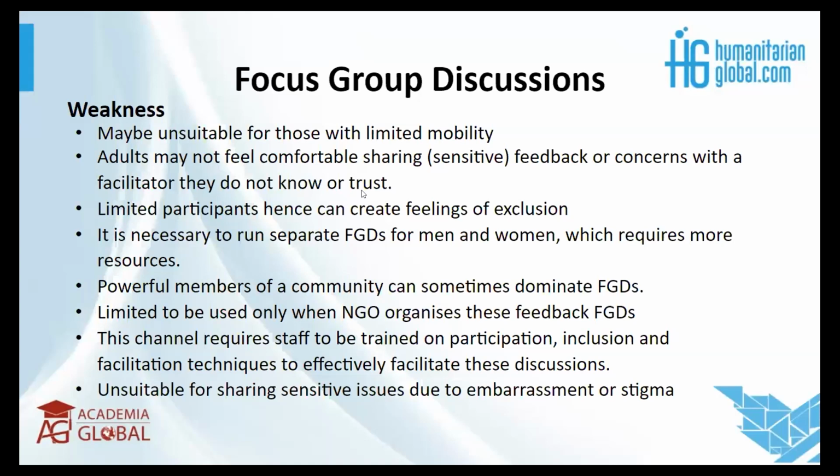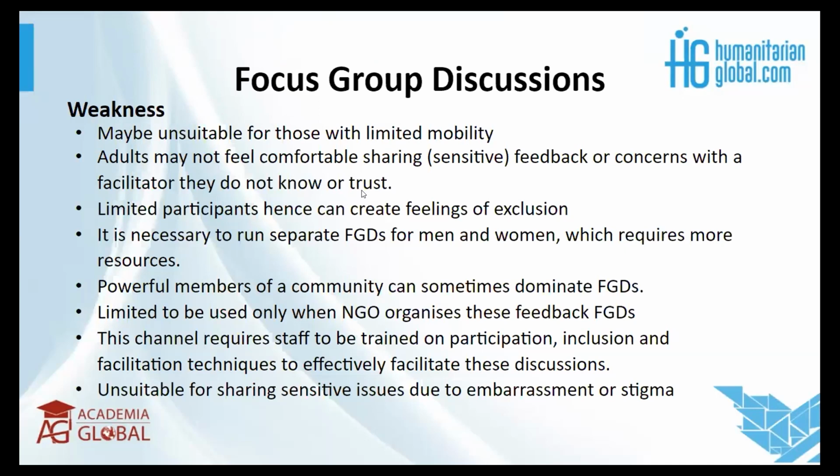And then this channel is also limited to be used only when the NGO organizes these focus group discussions. Of course, this is resource intensive, so it may not occur very often, and so it's limited to when it's arranged by the organization.